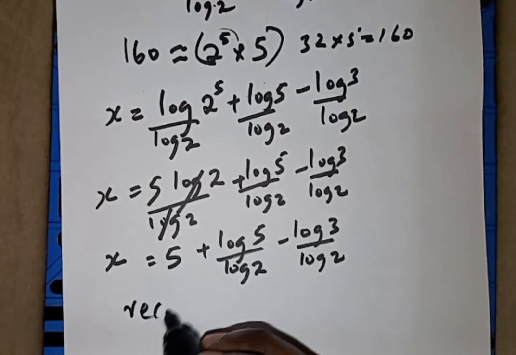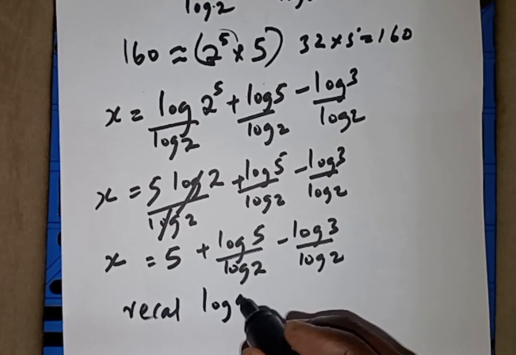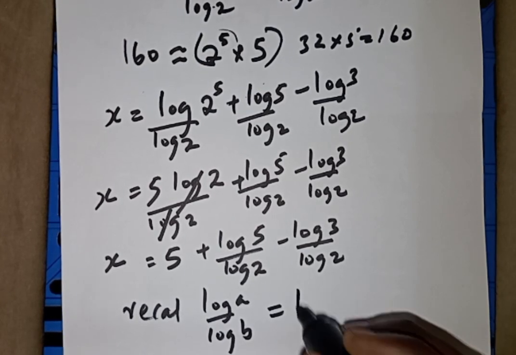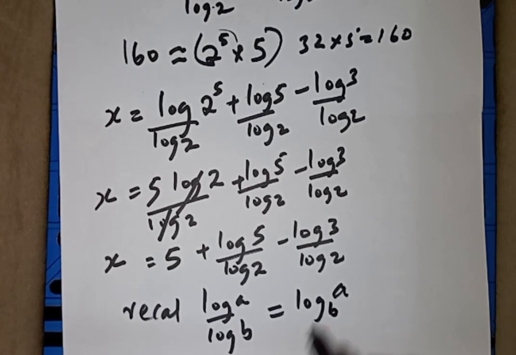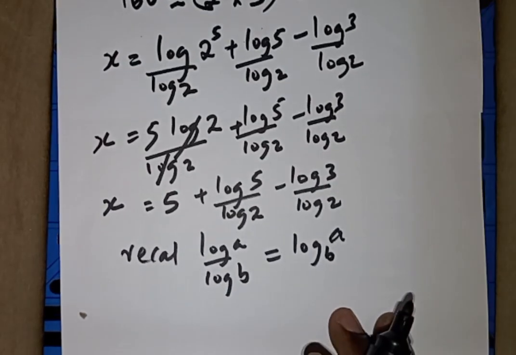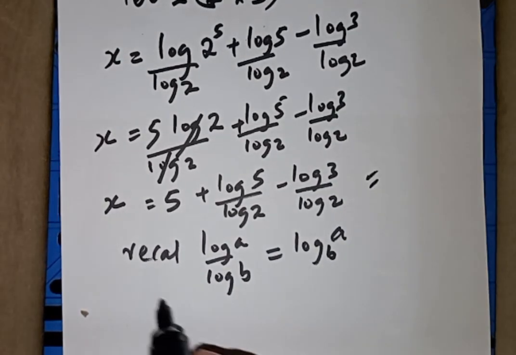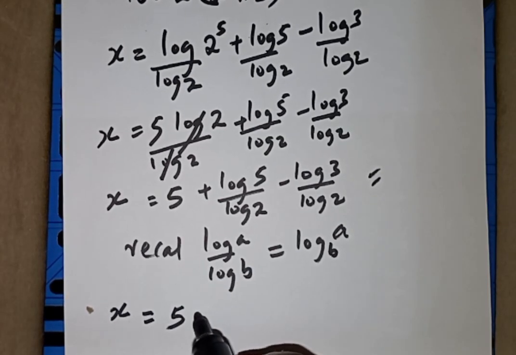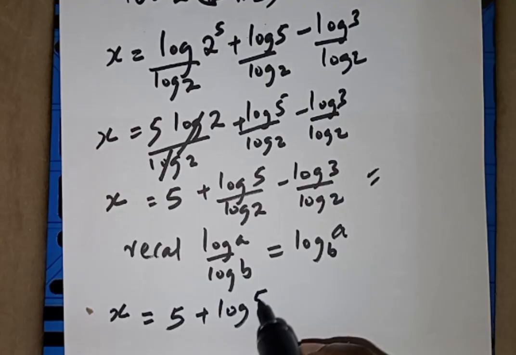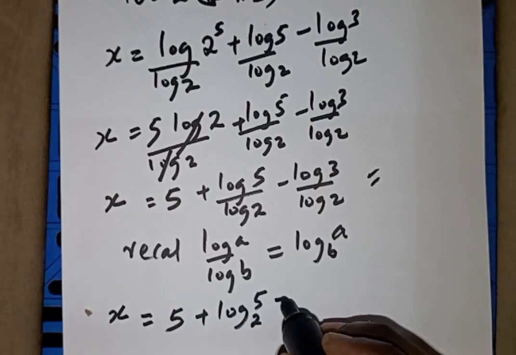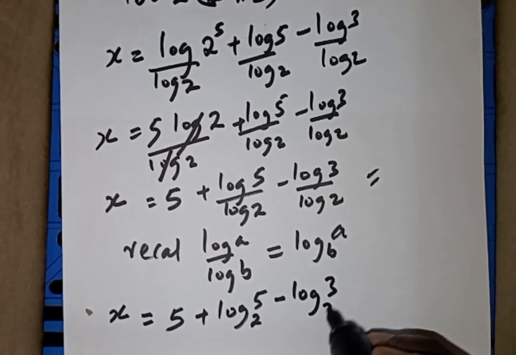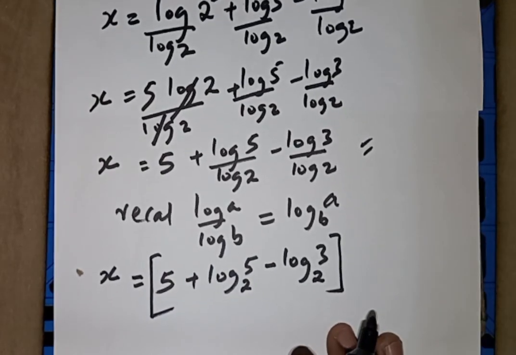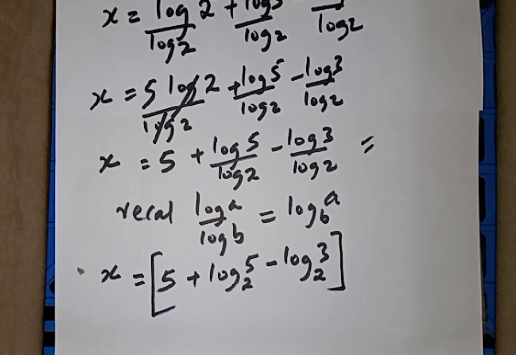You recall that log a divided by log b can be written as the log of a to the base b. So our final equation is x equal to 5 plus log 5 base 2 minus log 3 base 2, as our final value of x which satisfies that equation.